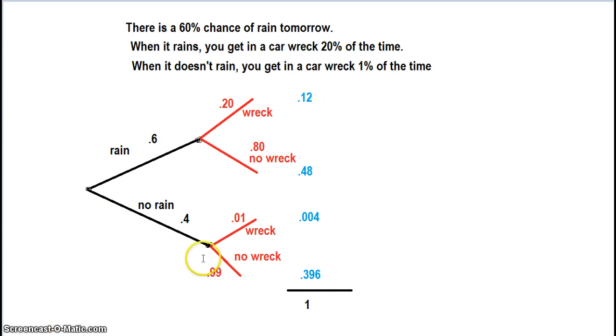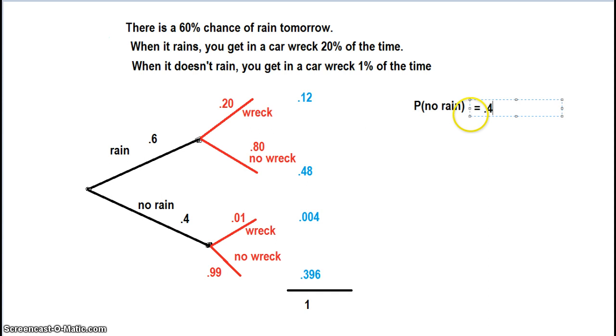So when you have a tree diagram, you could be asked some questions. After you fill it in, what if you saw this question? So what's the probability? We'll start simple. What's the probability of no rain? Well, you just look at that option. No rain happens 40% of the time.